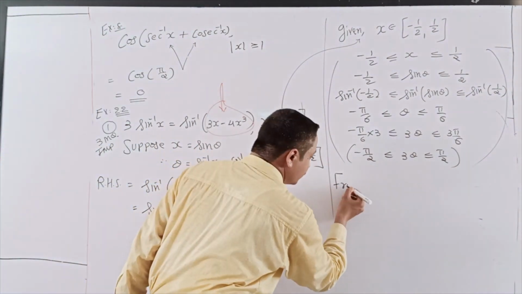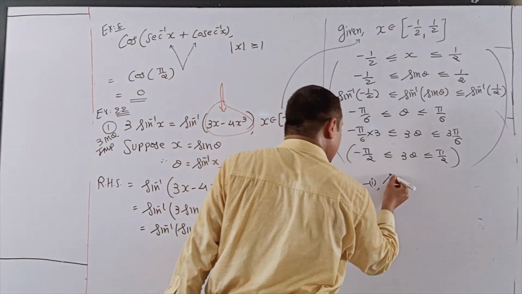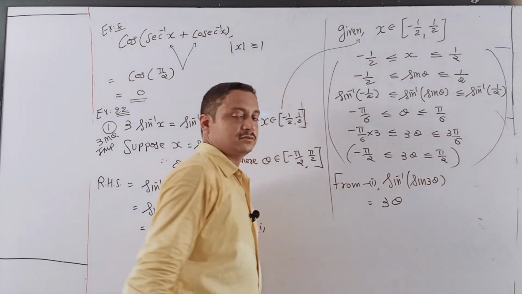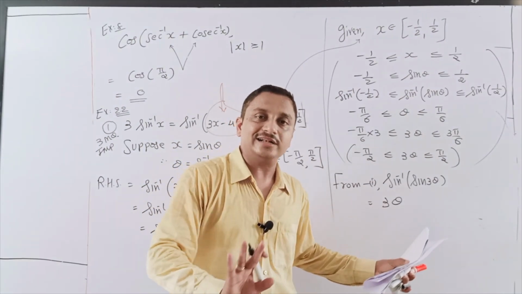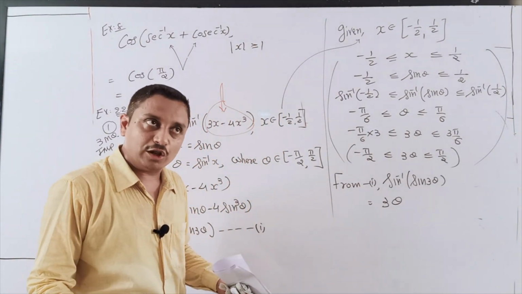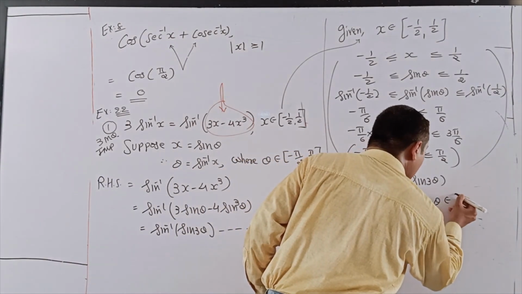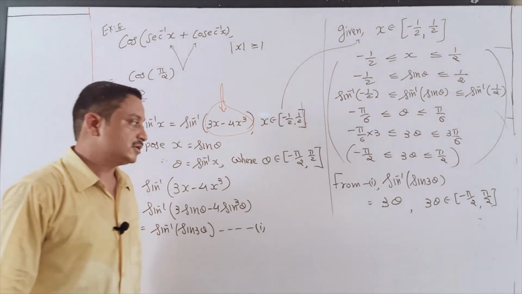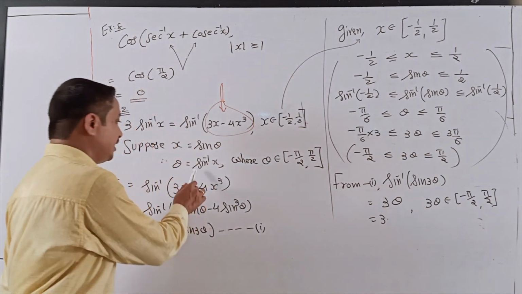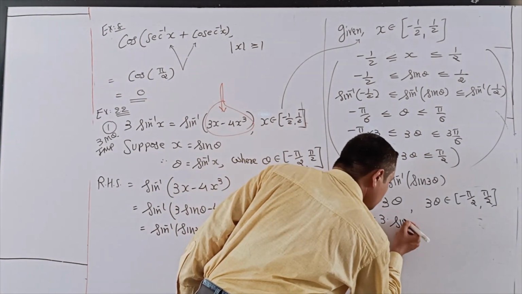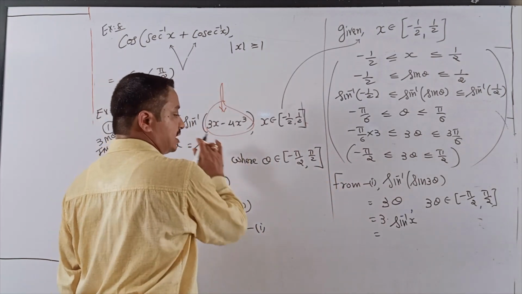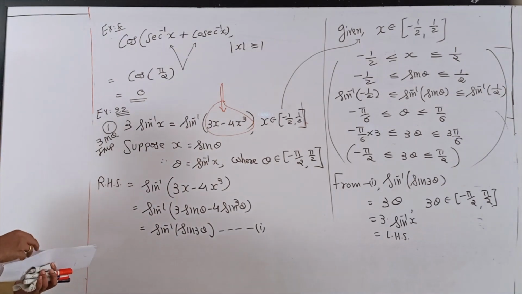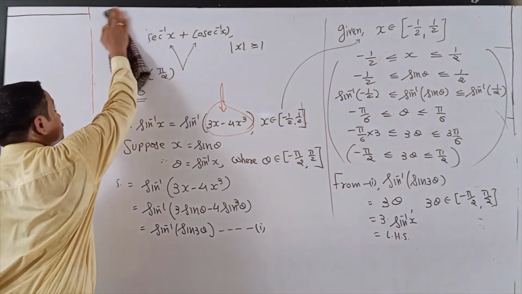So from 1, what is your 1? Sin inverse sin 3 theta. I tell you it is 3 theta. If the range does not belong, then you cannot write 3 theta. Sometimes, students, the range is not belonging. Now we are belonging because 3 theta belongs to the range of sin inverse, minus pi by 2 to pi by 2. So we are done. Here theta you already assumed is sin inverse x, and that's my final answer. Done, LHS equal to RHS. Happily done here. Same question, second one.